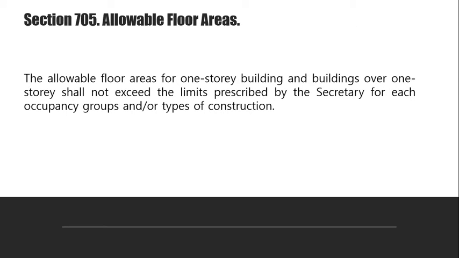So let's proceed with section 705, wherein it explains the allowable floor areas. So the allowable floor areas for one-story building and buildings over one story shall not exceed the limits prescribed by the Secretary for each occupancy, groups, and or types of construction. For purposes of this section, each portion of a building separated by one or more area separation walls may be considered a separate building provided the area separation walls meet the requirements described thereof by the Secretary.